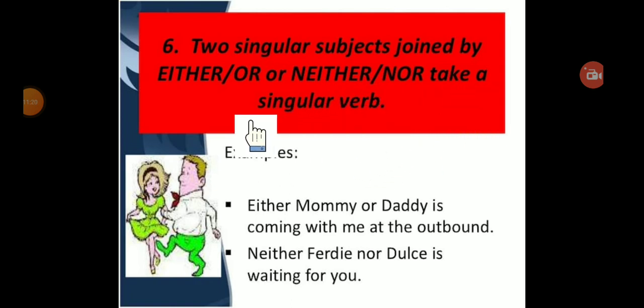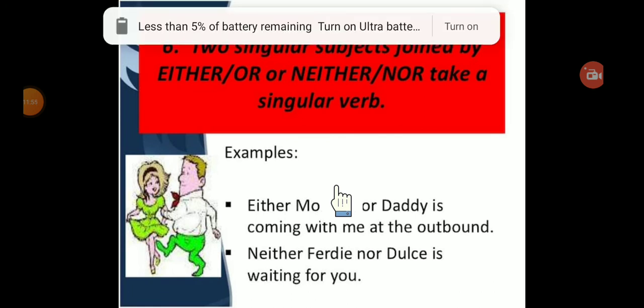So what does the sixth rule say? Two singular subjects joined by either-or or neither-nor take a singular verb. For example: Either Mommy or Daddy is coming with me at the outbound. So a singular verb is added because either is used here. Neither Freddie nor Dulcie is waiting for you. Here a singular verb is added because neither is here. Understood, students? Such simple rules are there under subject and verb agreement. We have to take care about this.